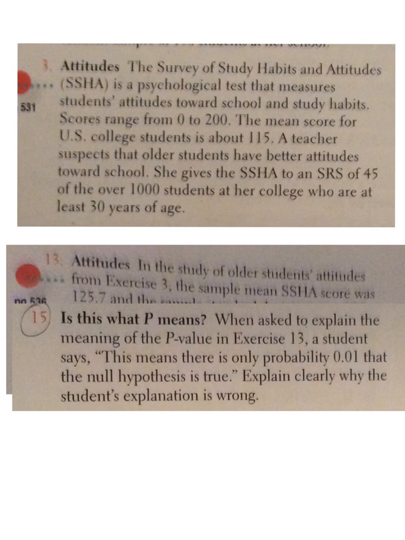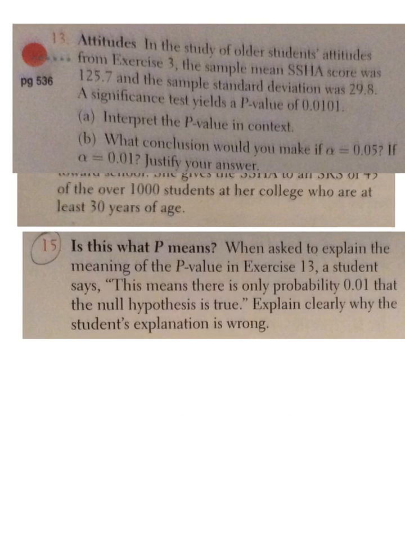Anyway, here's question number 3, and it talks about the attitude of students. Now, the average attitude is about 115. The teacher thinks that older students have a better attitude about their studies. They take a look at these older students, and their score is much better, 125, versus the average, which should be about 115. Okay, now the p-value for this sample is 0.01.